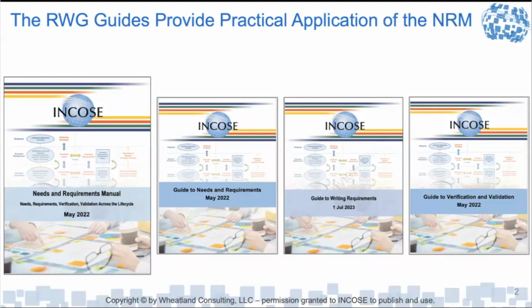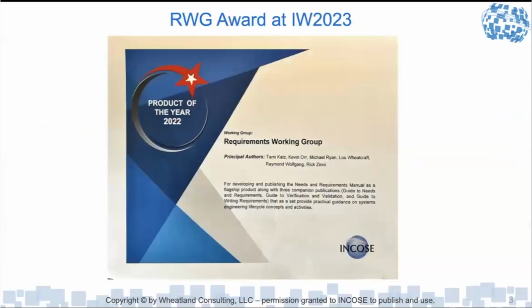The Guide to Writing Requirements focuses on actually the crafting of well-formed need and requirement statements. And then we have the Guide to Verification and Validation, which is a Cliff Notes version of what's in the Needs and Requirements Manual concerning verification and validation across the life cycle. The Requirement Working Group received the Product of the Year award at the International Workshop in January for the manual as well as for the supporting guides. Again, that was quite an honor to receive this.